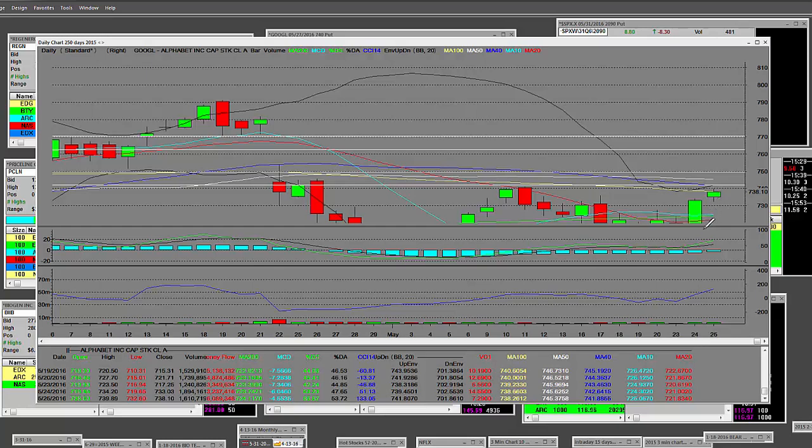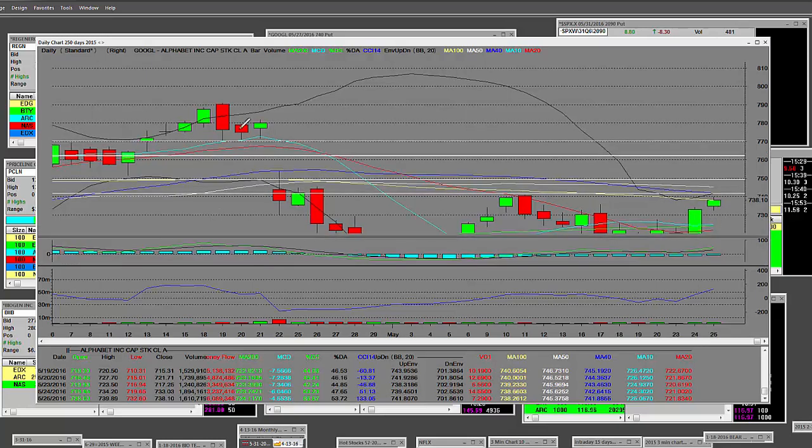So basically, when Google got slammed over here on the earnings, this upper trend line is resistance right now. The 100-day simple moving average is 738.26. That's the baseline. We've got a 50-day simple moving average at 745.27, which is going to be that resistance line.